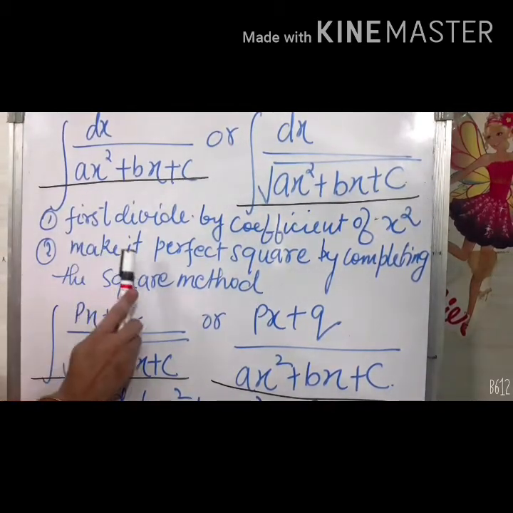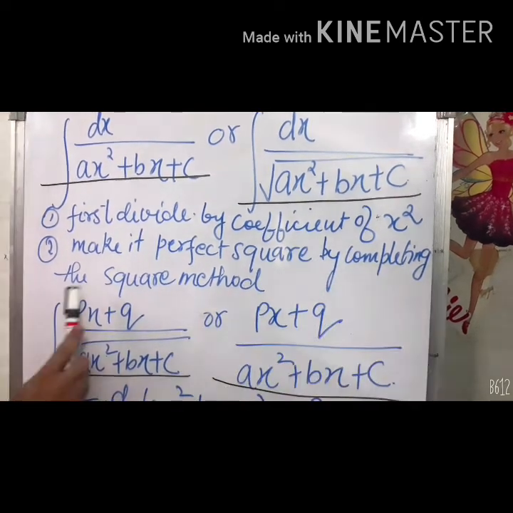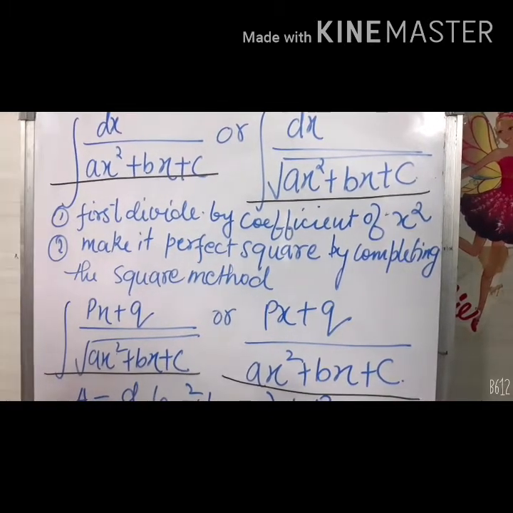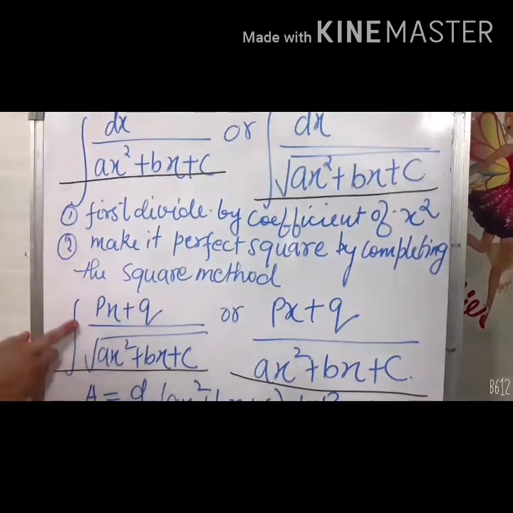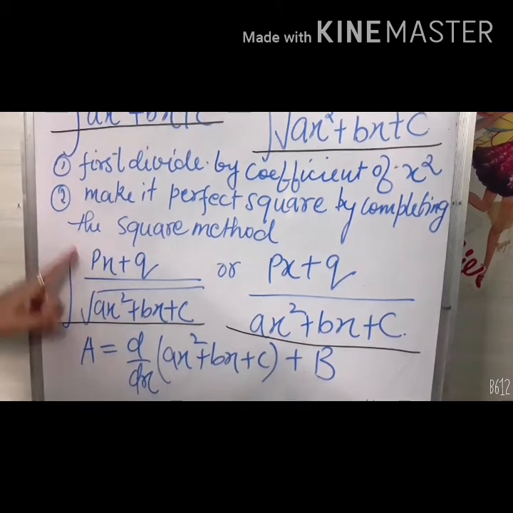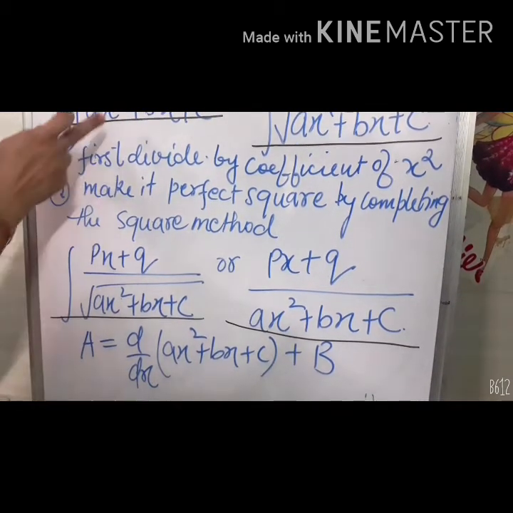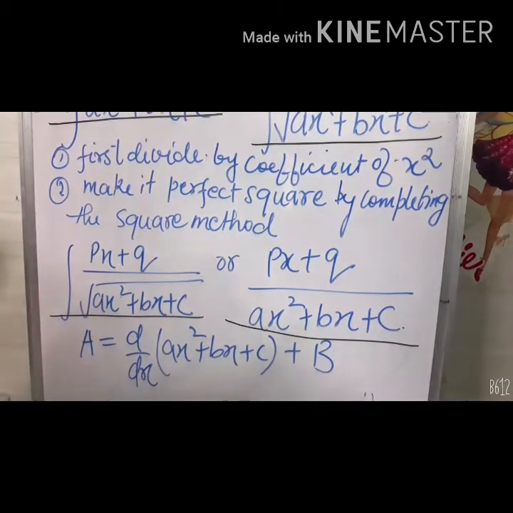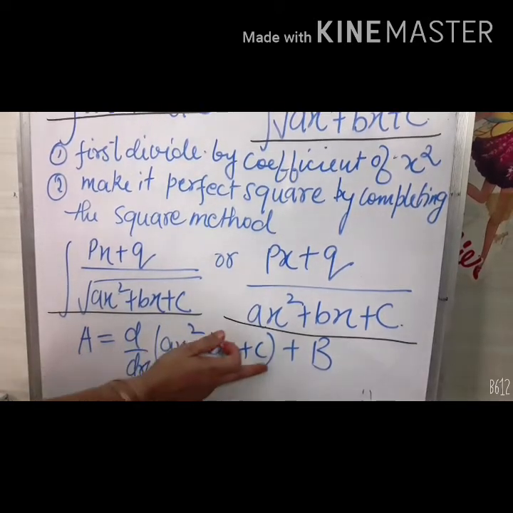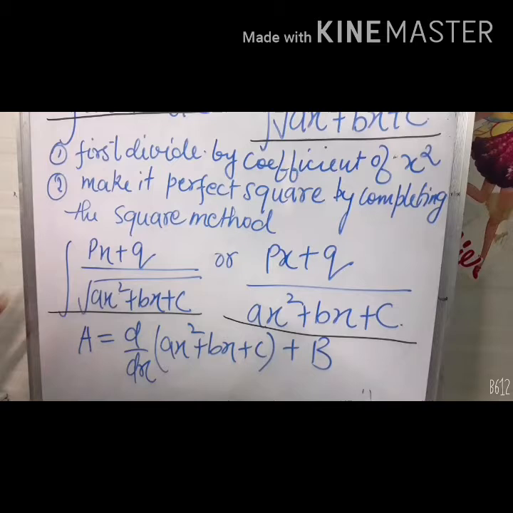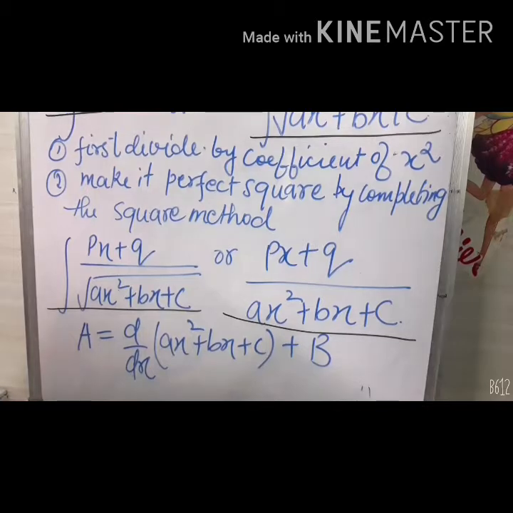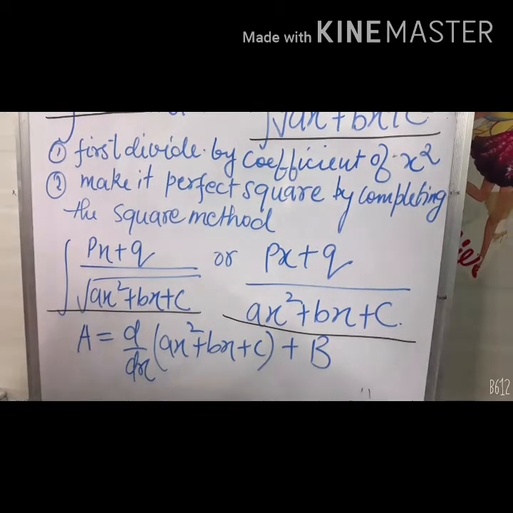Now the second step is to make it a perfect square by the completing the square method that you did in 10th standard, also in 9th standard. Otherwise I will explain everything. These are the two forms. The other form is that the numerator also has a linear form, px plus q, over a similar quadratic. Then how to do the integration? A is equal to d by dx of the denominator, the quadratic one, plus b. By this we will find out a and b and then we will integrate it. I will explain everything by the question.